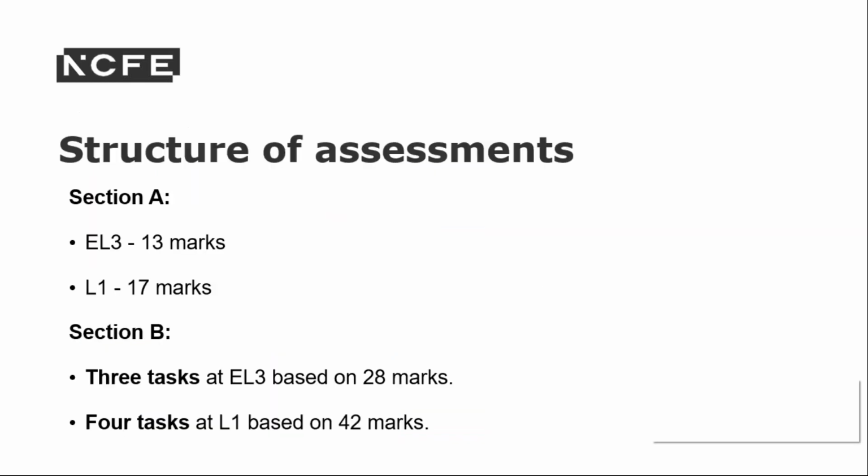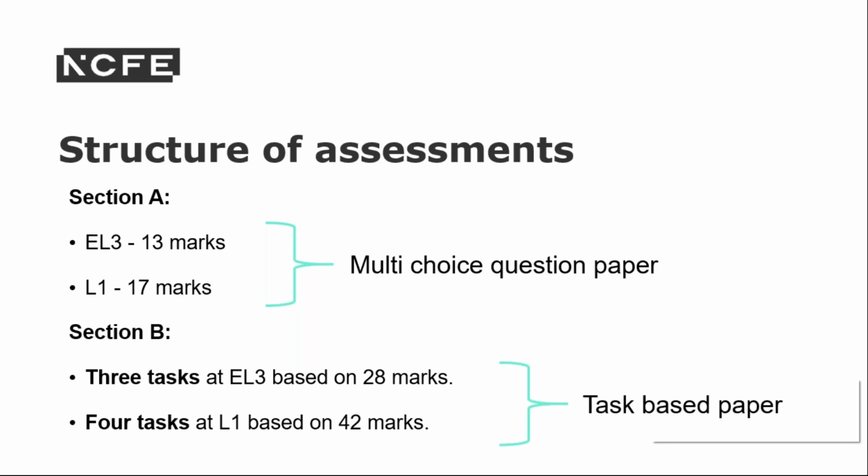So for both entry level 3 and level 1, there is a multi-choice question paper for section A, followed by a task-based paper for section B. At entry level 3, there are a maximum of 13 marks available for the multi-choice section, and for level 1, there are 17 marks available. For section B, the task-based paper, there's going to be 28 marks available at entry level 3 and 42 marks at level 1.